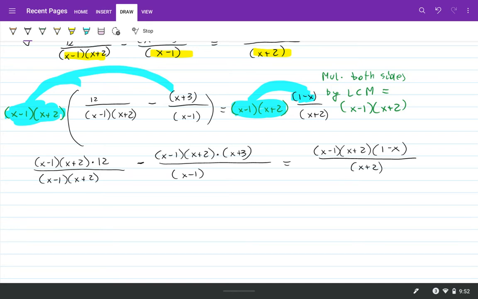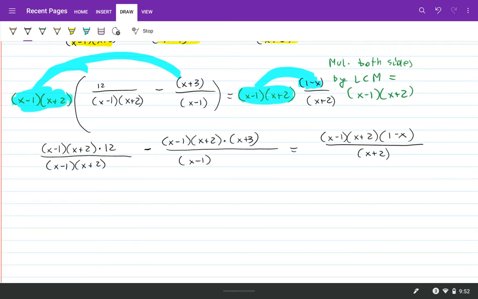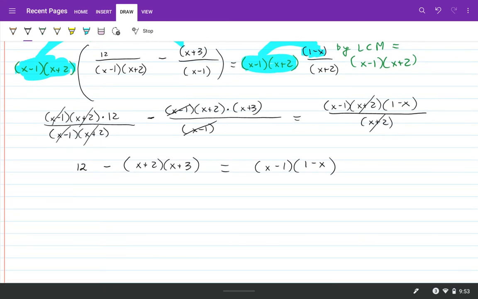And of course, I don't want you to distribute, okay? Because things will cancel. Here, x minus 1 and x plus 2 cancel. So we end up with 12 only. Here, x minus 1 cancel. So we have minus x plus 2 times x plus 3 equal. Here, x plus 2 and x plus 2 cancel. So we end up with x minus 1 times 1 minus x. Now we don't have fractions, so we're going to FOIL here and FOIL here.